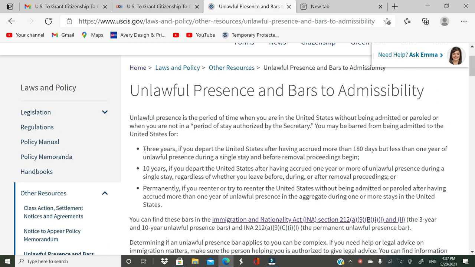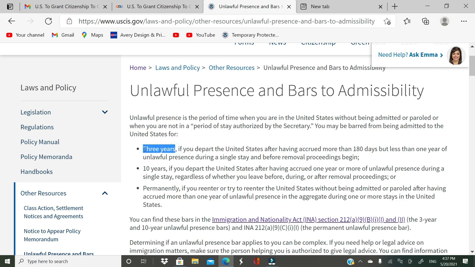So basically the 3 years bar is if you depart the United States after having accrued more than 180 days, sorry, 6 months, but less than 1 year of unlawful presence during a single stay and before removal proceedings begin. That's when the 3 years bar gets triggered.